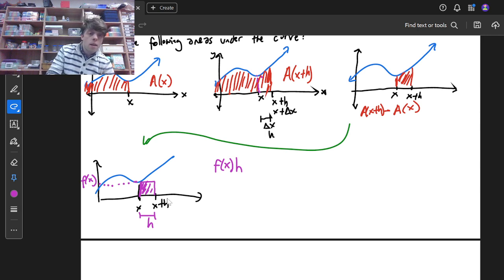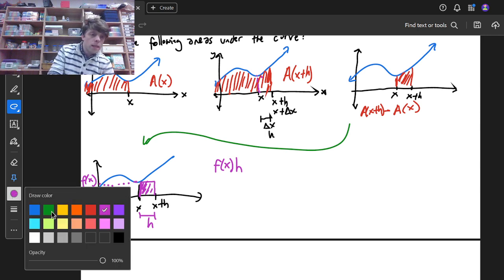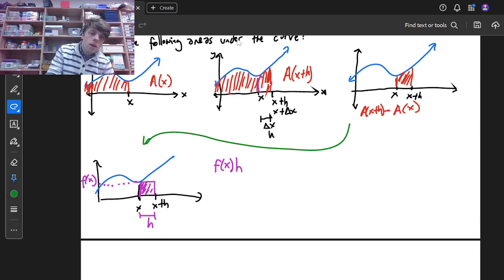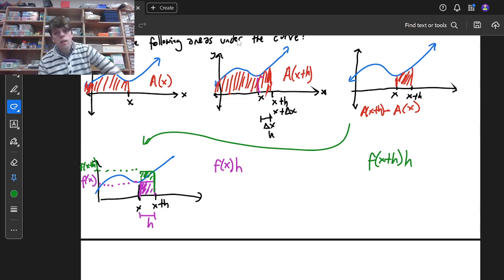Now let's consider another diagram. Maybe we'll use green this time. Now, if I was to draw this rectangle with this as the height, then we're going to get a rectangle that would look like this. And if we took that as the height, well, what would the height be? Well, it would be f of x plus h. So the function with an input of x plus h, and the width is still h, right? So I'm going to write that over here. That area is f of x plus h times h.